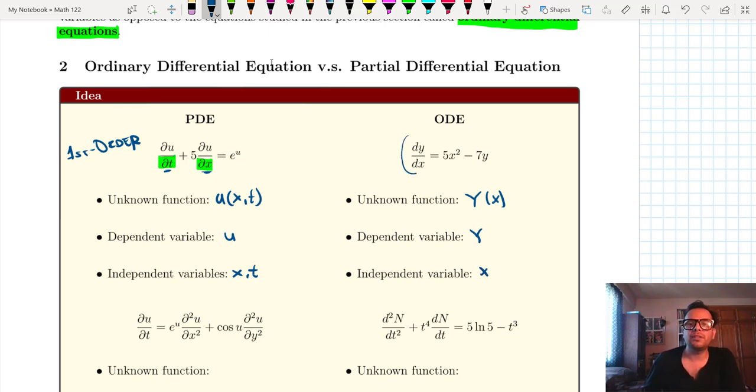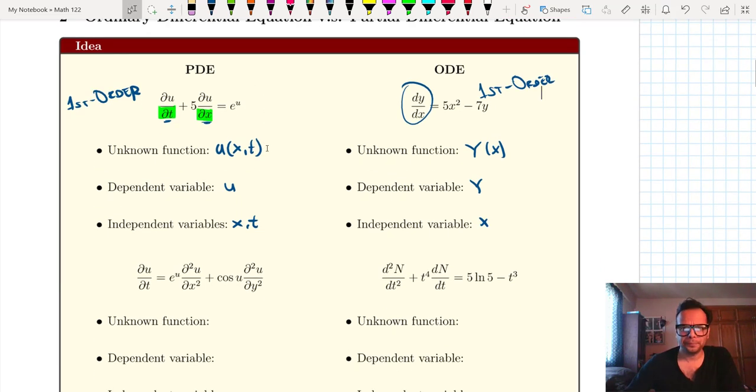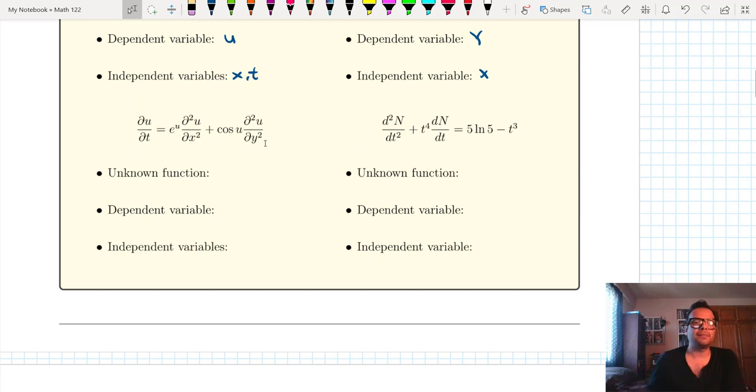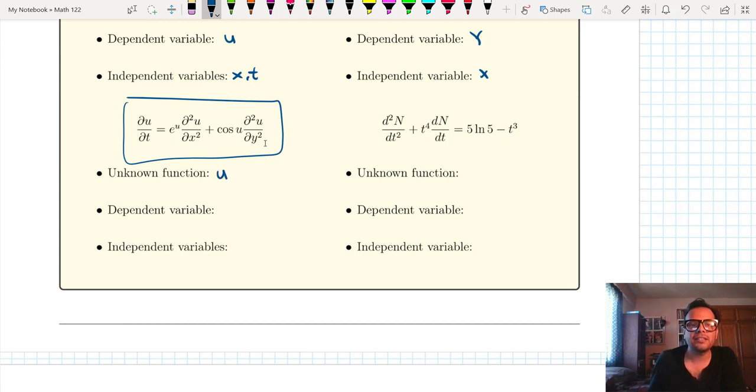And because of the order of the derivative, this is also a first order ordinary differential equation. Now, let's look at another example. So let's look at this big equation. The unknown function, which is the one that is differentiated, is u, which depends on, in this case, three variables, x, y, and t. The dependent variable again is u, and the independent variables are x, y, and t.